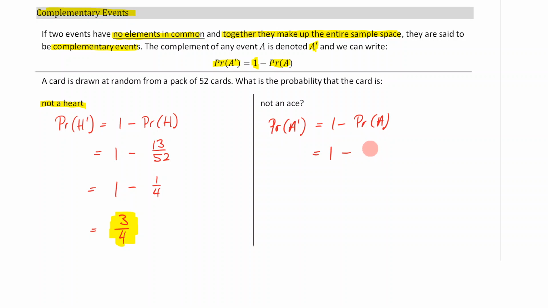Now, this is where we have to think it through for a second. There are 4 suits, and each of them has 1 ace, so it will be 4 on 52. 1 minus. Now, 4 on 52 is the same thing as 1 on 13. So that means all up, the probability of not getting an ace is 12 on 13. So you're far more likely not to get an ace than to get an ace. Perfect. And those are complementary events.